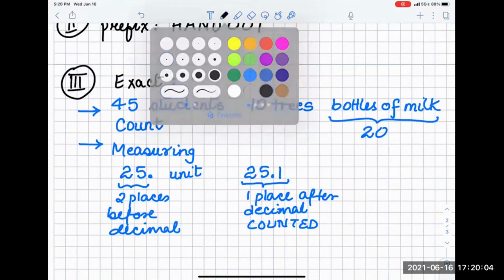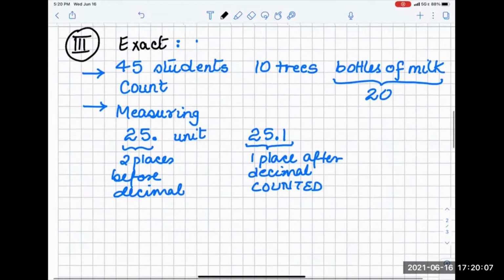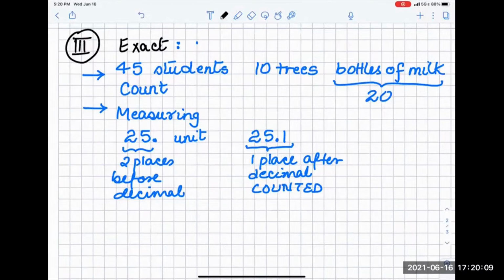Next comes the inexact number. Inexact numbers are where there is some level of uncertainty. So this is an exact number, and inexact means that some uncertainty is built in.